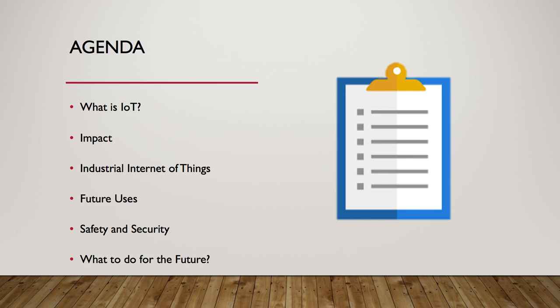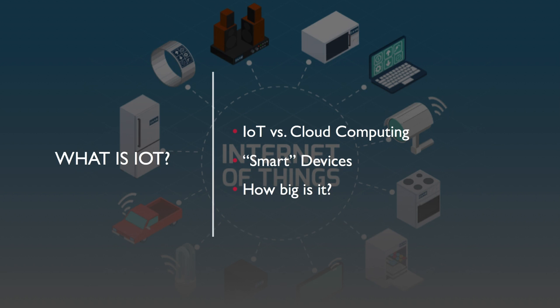First, I'm going to talk about what IoT is. Internet of Things is the process of connecting devices to the internet or to each other. This includes any piece of technology that you can think of. IoT is pretty much a huge network of connected devices. IoT is different than cloud computing. IoT would not run if it were not for cloud computing.